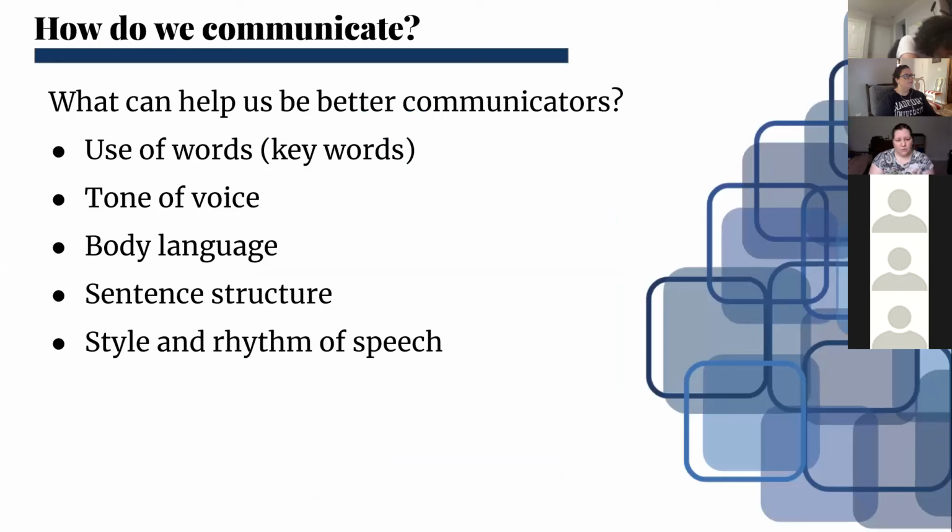So when we think about how we can be better communicators, we think about things like the words that we use, the tone of voice, the body language, our sentence structure, and the style and rhythm of our speech. Different things help us to remember information and content. But when we focus on creating messages that use stronger words and stronger descriptors, things like alliteration, assonance and repetition that you learn about in your English and literature classes, and we think about performance elements like tone of voice and body language, those things all start to work together to help us become better communicators.